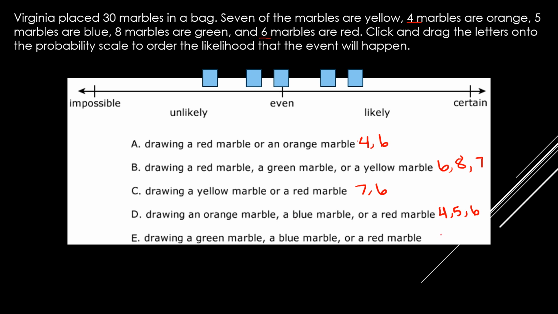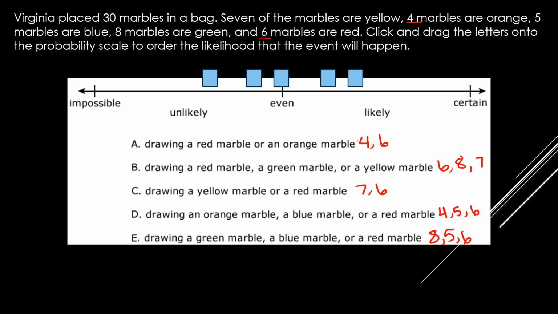And for the very last one, E, so green, let's see, how many green do we have? We have 8 green. For blue, we have 5 blue. And for red, there are 6 red. Okay, so now looking at these numbers here, we want to put them in order essentially from the smallest number to the biggest number. So you could go through and add all of these together, or you can just kind of look at the numbers that you have.